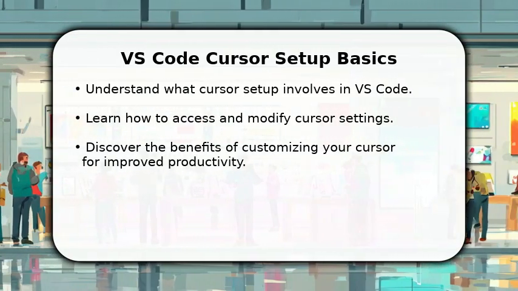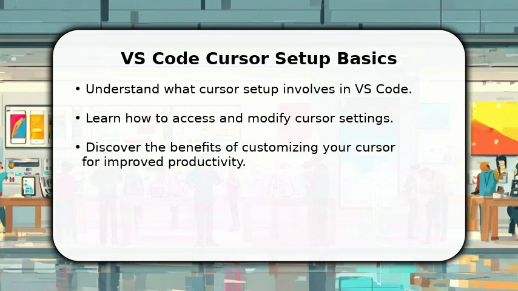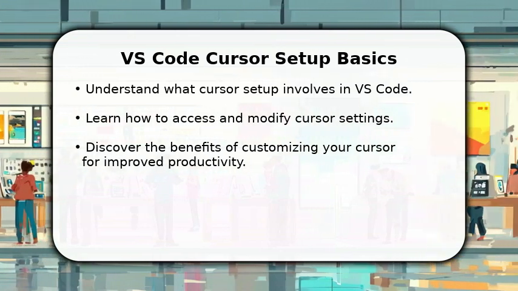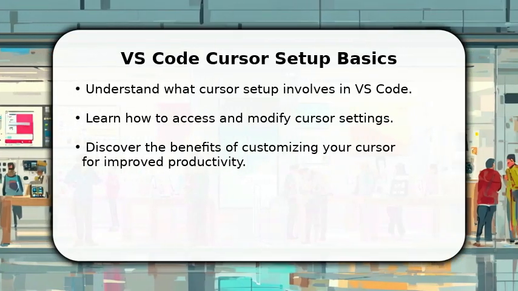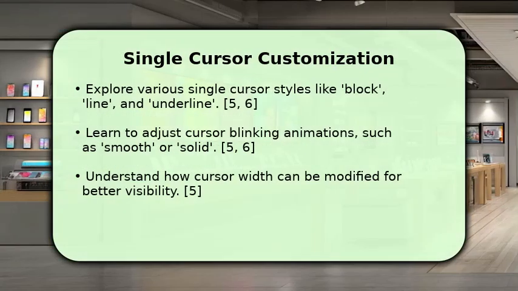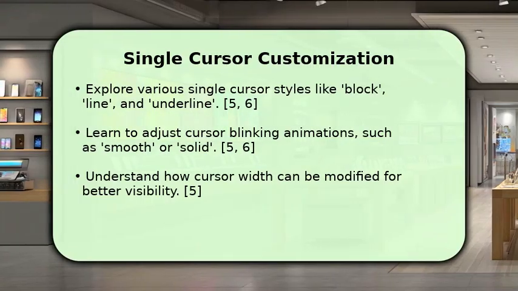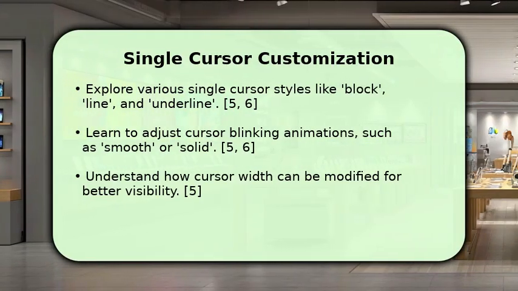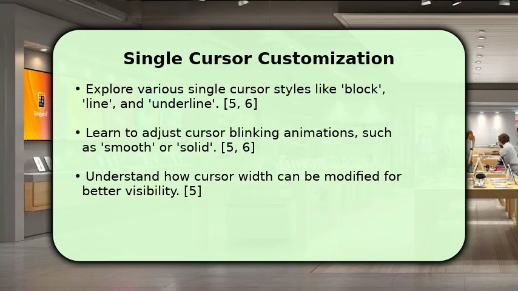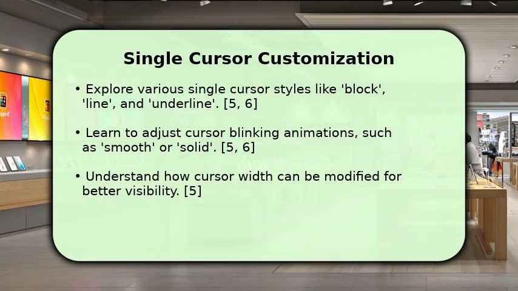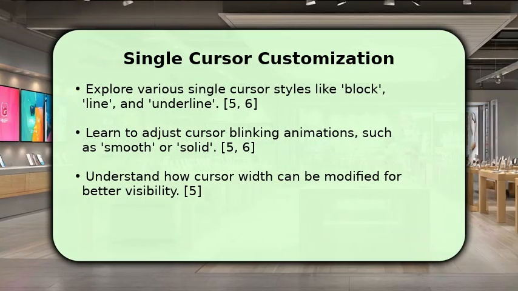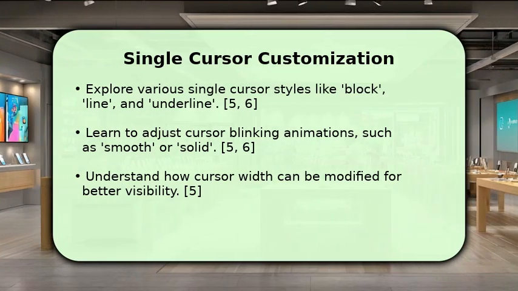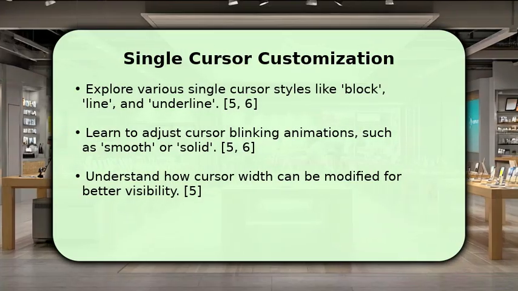We'll explore how different cursor styles and behaviors can significantly impact your workflow, ensuring a comfortable and efficient setup tailored to your preferences. Let's explore single cursor options. You can easily change the visual style using the editor.cursorStyle setting. Choose from options like block for a solid rectangle, line for a thin vertical bar, or underline for a subtle indicator.